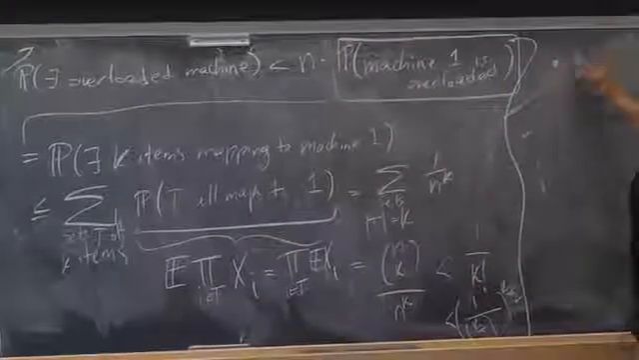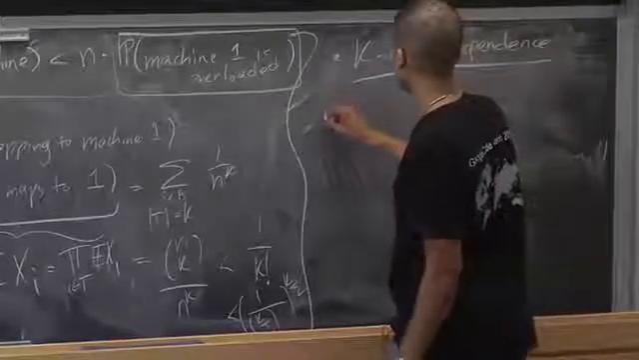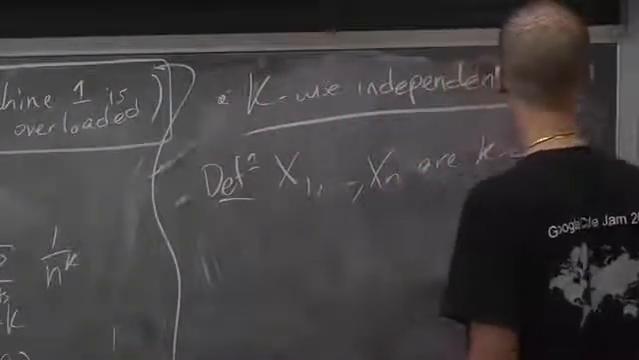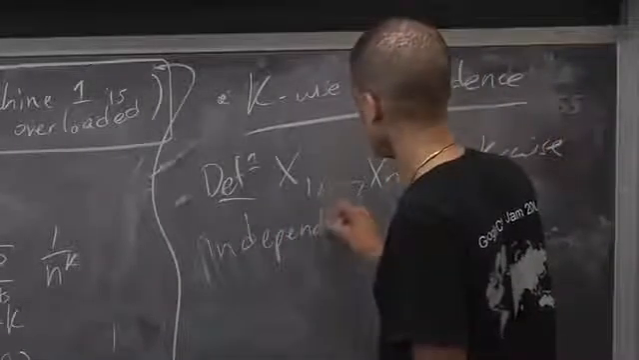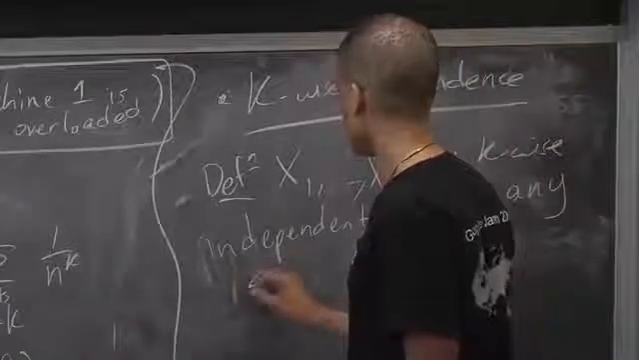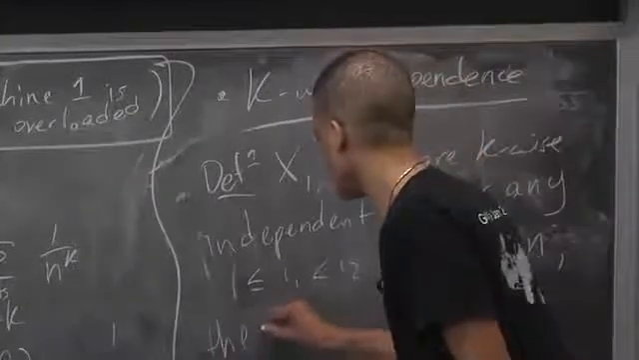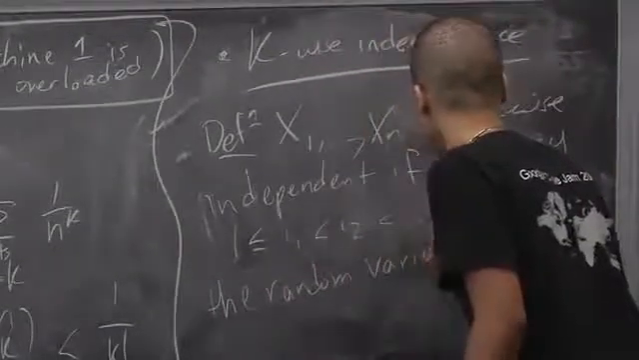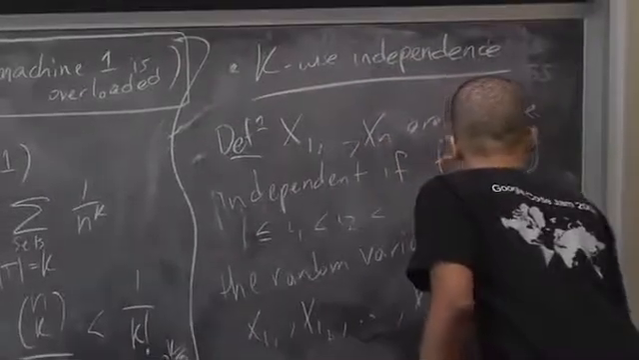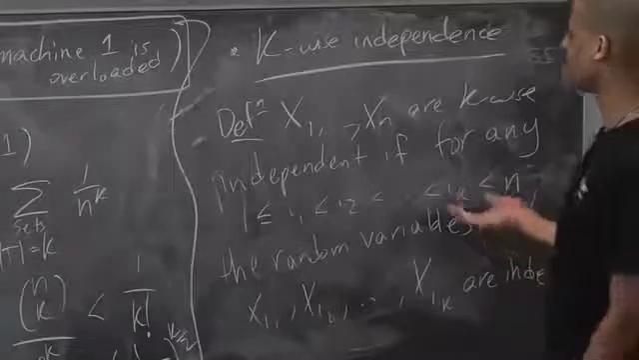Okay, so k-wise independence. The definition is that x1 up to xn are k-wise independent if for any set of indices 1 less than or equal to i1 less than i2 less than ... less than ik, the random variables xi1, xi2, ..., xik are independent. So if you haven't seen this before, it might look surprising that this is different from being independent.